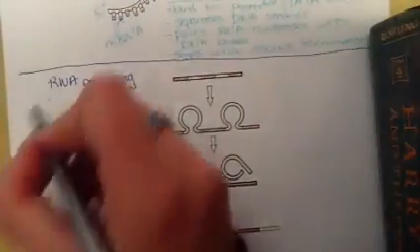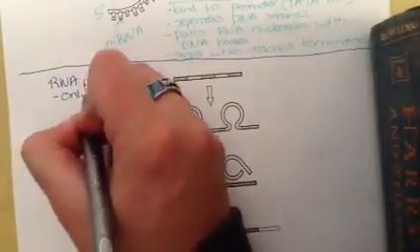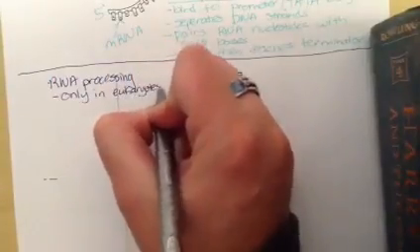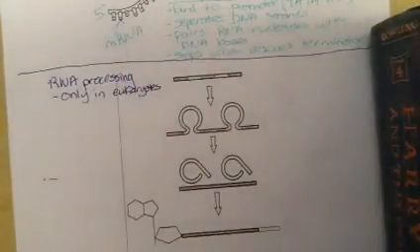Only in eukaryotes. Bacteria don't do this. And that's going to become important when we talk about some of the genetic variations in biotechnology and stuff.